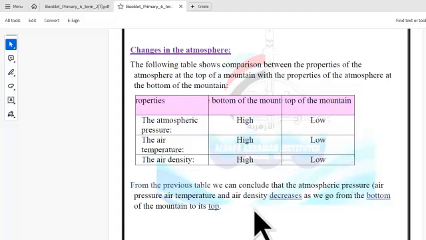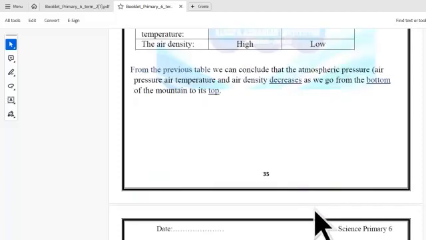From the previous table, we can conclude that the atmospheric pressure, air temperature, and air density decrease as we go from the bottom of mountains to the top.